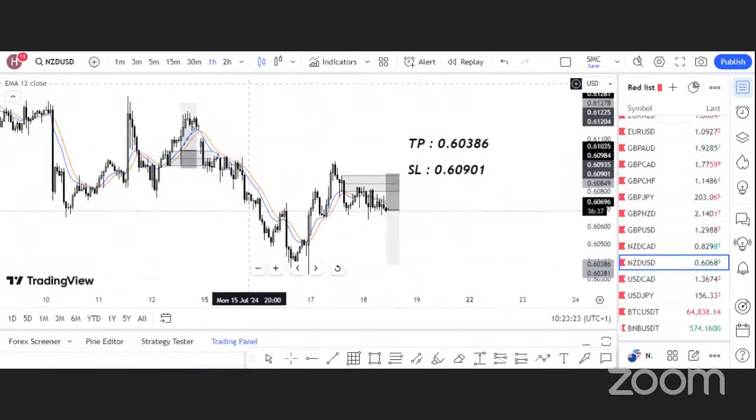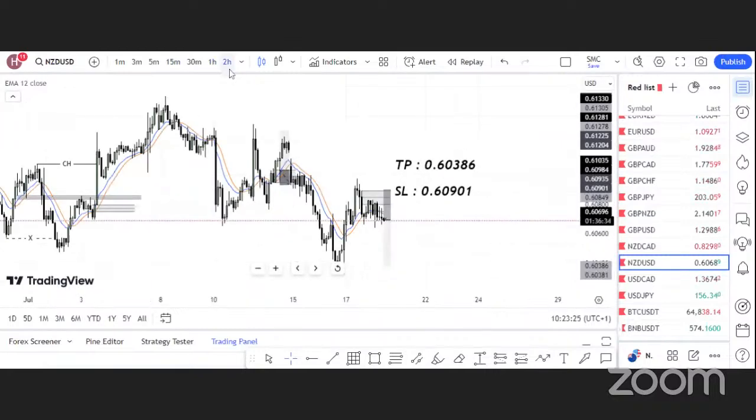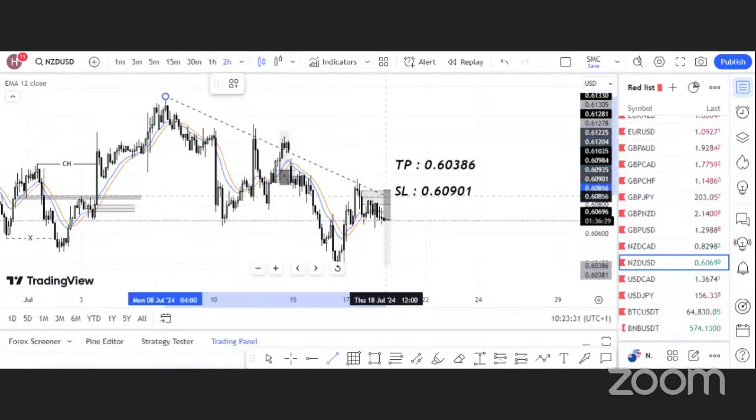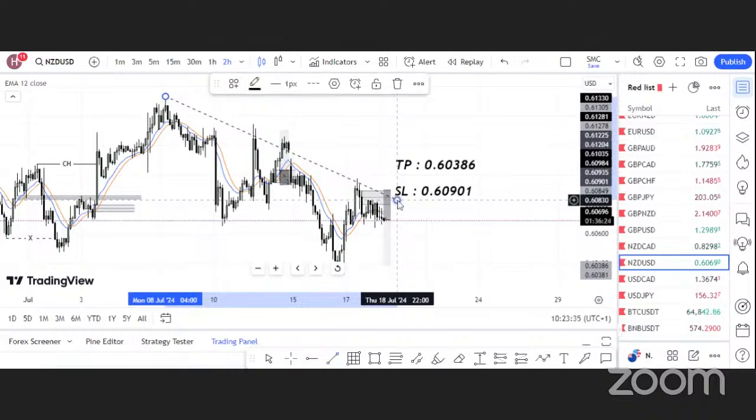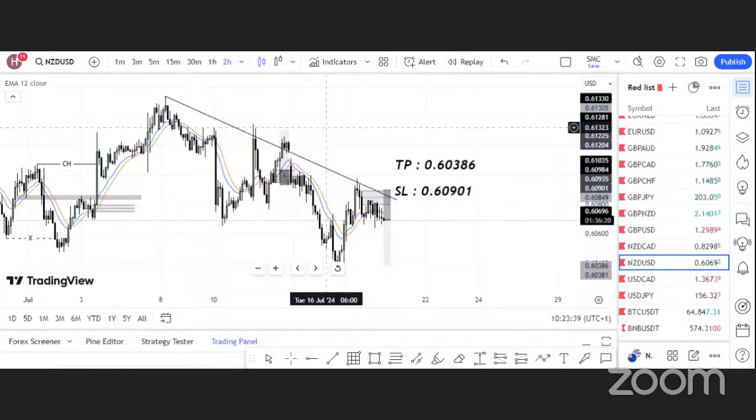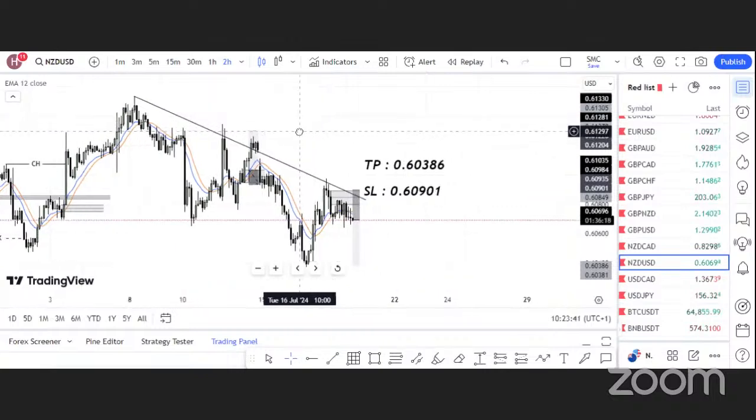So let's go to the 2 hour time frame. I want to see if... You see, it aligned well with my trend line.